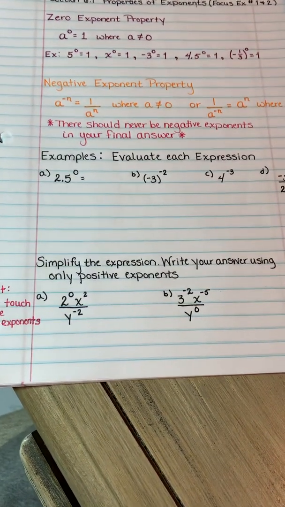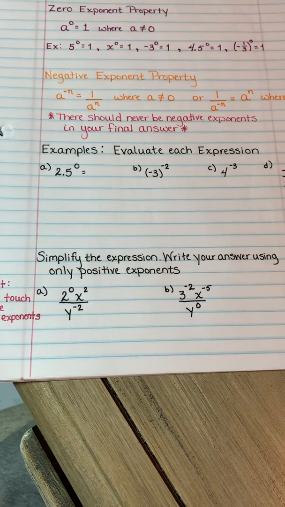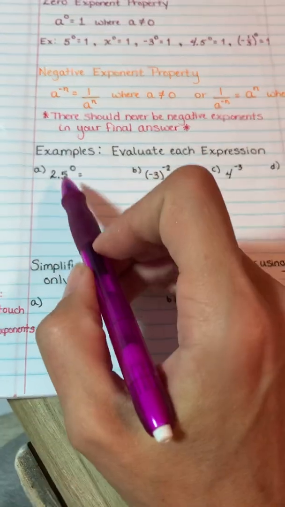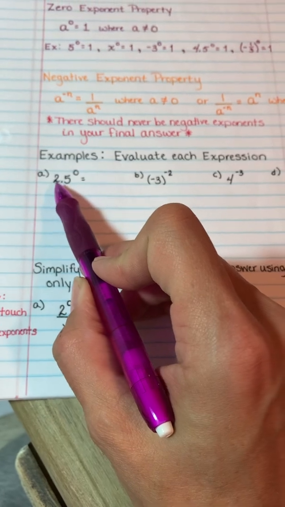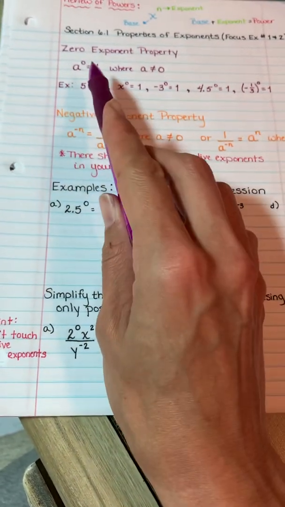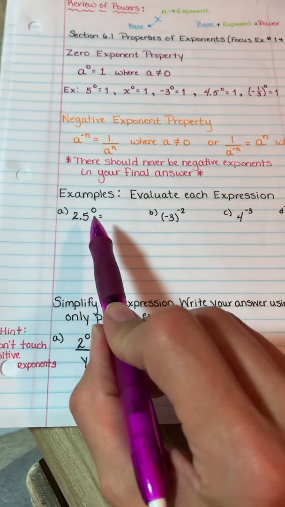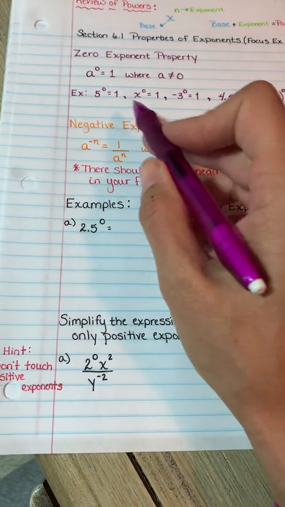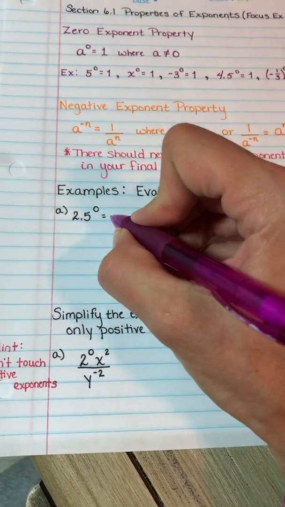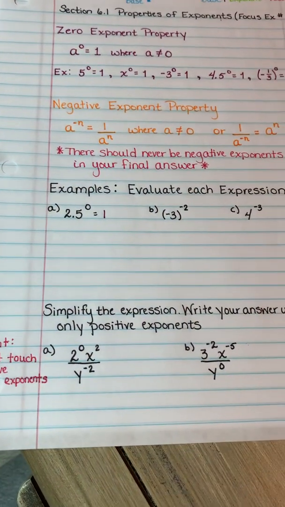All right, so let's go ahead and take a peek at a few examples of how to apply these properties to some expressions. So here I have 2.5 to the 0. This is our 0 exponent property. Anything to the 0, according to this property, is going to equal 1. So 2.5 to the 0 is going to be 1.